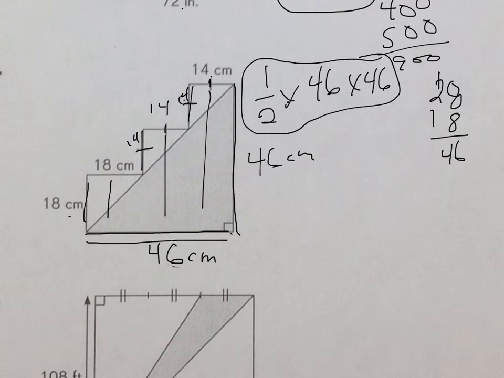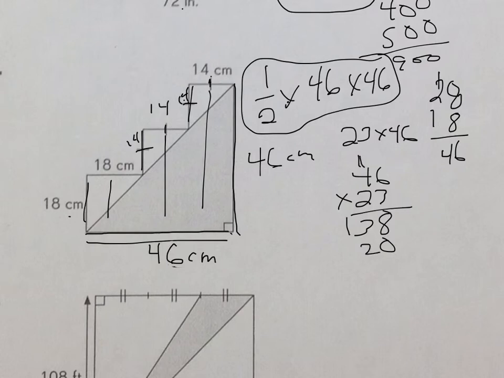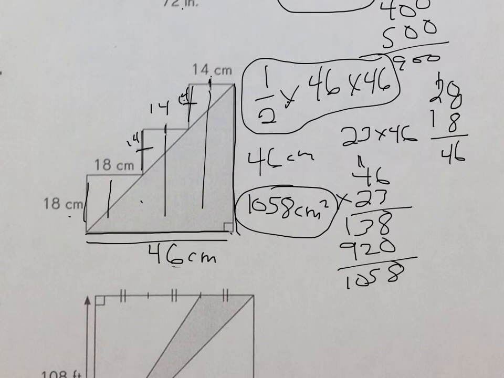So let's do it. I'm going to start with doing 1/2 times 46. It's 23 times 46. So 46, 23 times, that's 18, 12, 13. Add my 0, that's 12. And 2 times 4 is 8, plus 1 is 9. Add these up, 8, 5, 10. 1,058 centimeters squared. There is my area of this. Okay. And our last one, number 8.